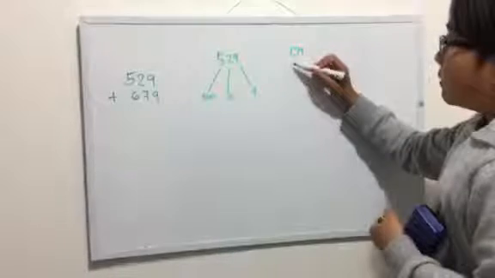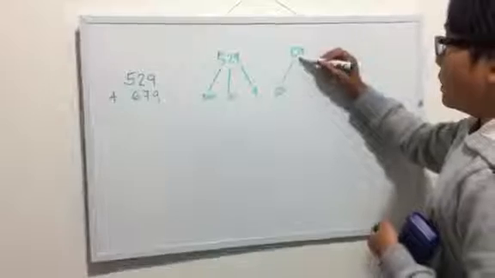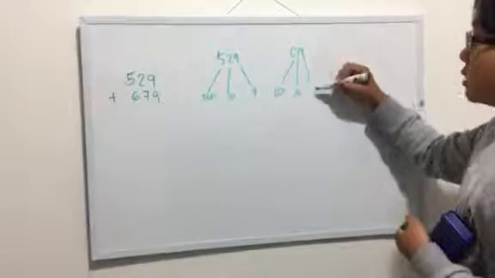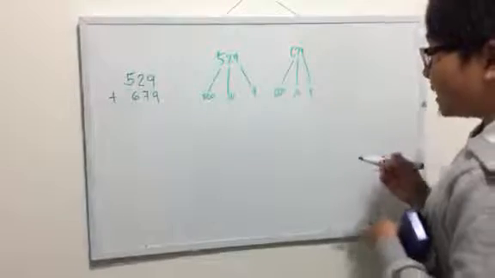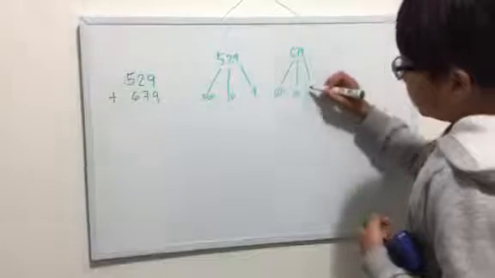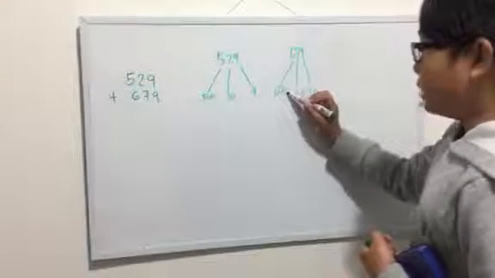679. 6 is a hundred, so we do 600. 7 is a tenth, so we do 70. And 9 is a 1, so obviously we're going to do the 9, like I said. So yeah, we're going to add the ones first. So this is the ones, this is the tenths, and this is the hundreds.